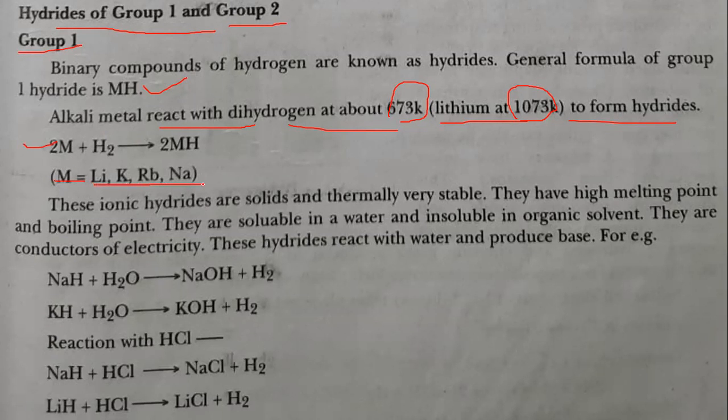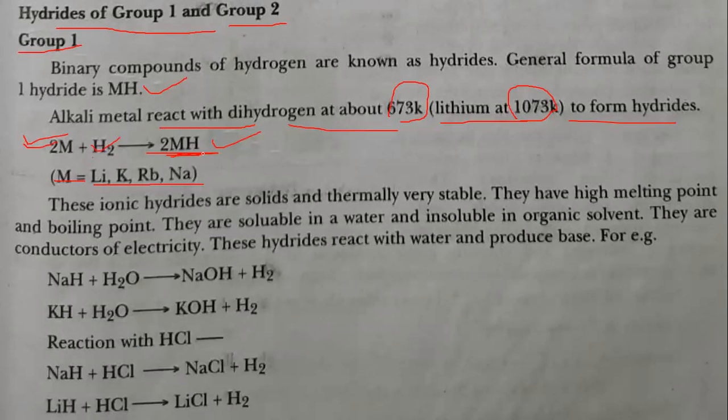Lithium, potassium, rubidium, sodium, they form MH hydride, right? This is the hydrogen gas. So when a metal reacts with hydrogen gas to form a hydride, this reaction needs to be carried out under very controlled conditions, because we know that hydrogen gas is explosive in nature. So we need to take proper care while carrying out these reactions.